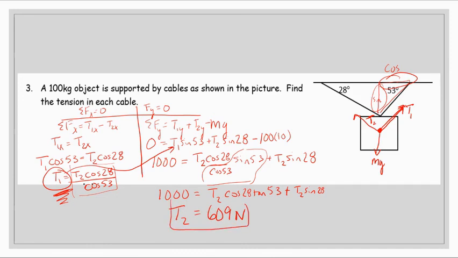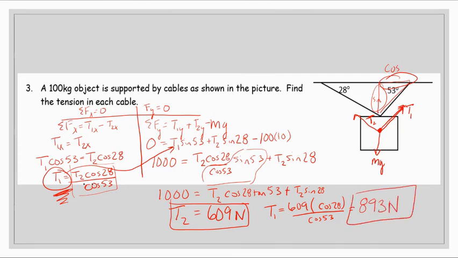Then I'm going to use substitution to solve for T1. So T1 is equal to 609 times cosine 28 divided by cosine 53. And that's going to end up giving me a value of 893 newtons for tension 1.